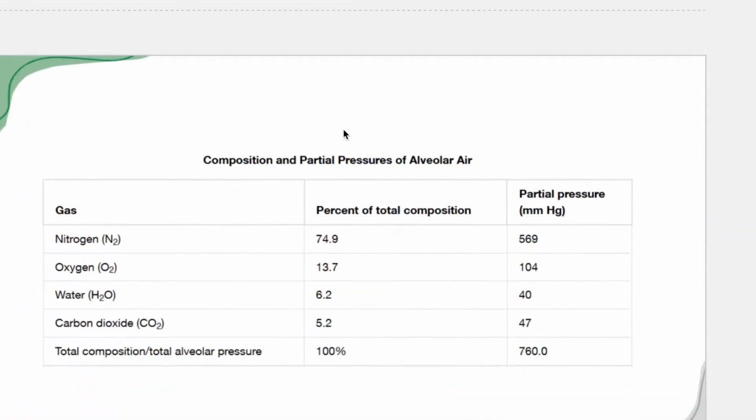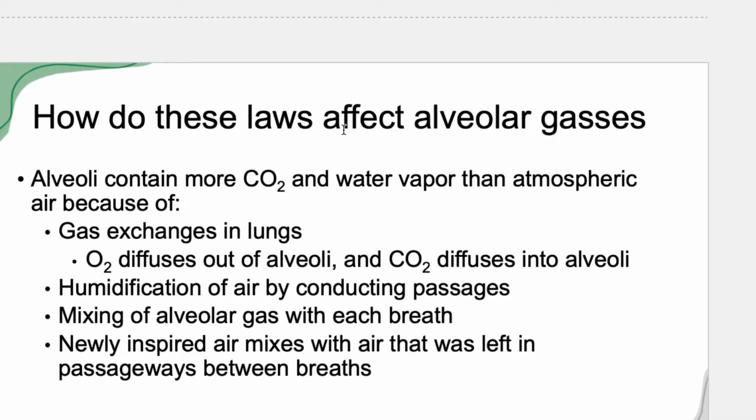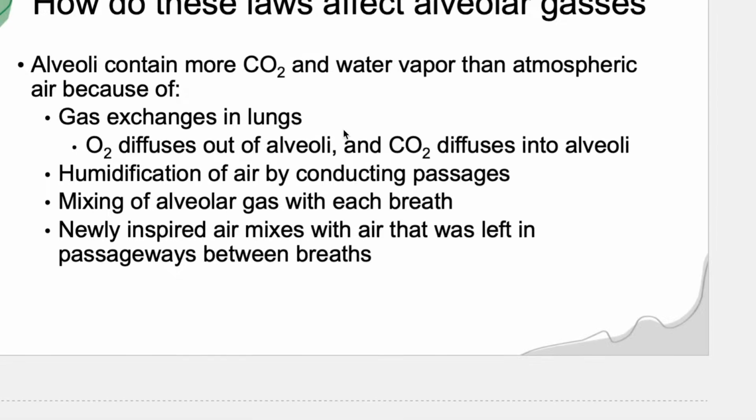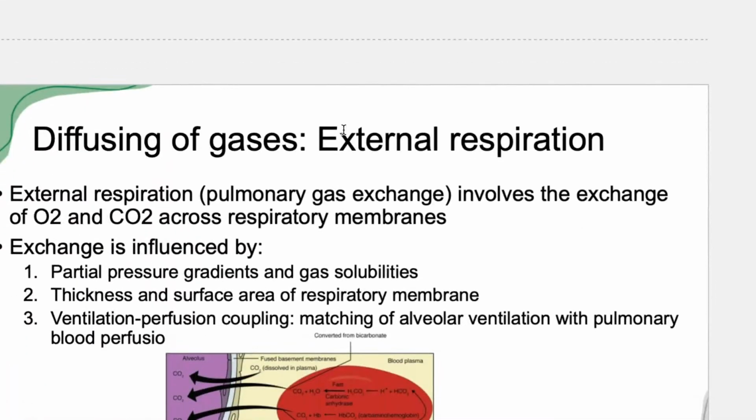All right, cool. So how do these laws affect alveolar gases? Alveoli contain more CO2 and water vapor than atmospheric air because of gas exchange in the lungs. O2 will diffuse out of the alveoli, and CO2 will diffuse into the alveoli. So that should help make sense of why there's a difference between them. Communication of the air through connecting passageways causes mixing of alveolar gas with old air. Okay, so that's basically what I said.